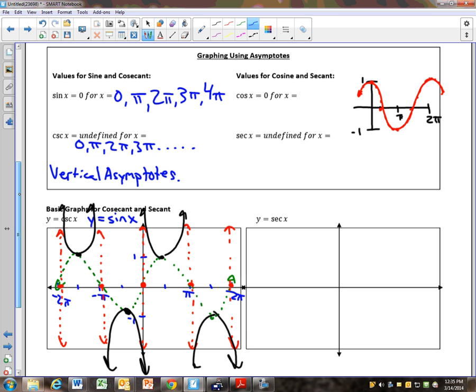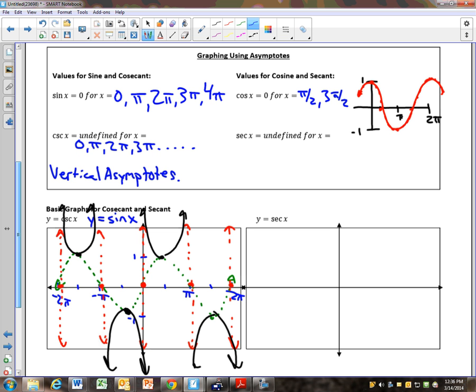So is cosine equal to 0 at 0? No, it's equal to 0 at pi over 2. Then at pi, it goes down to negative 1. Then at 3 pi over 2, it comes back to 0. So on and so forth. Values like that.